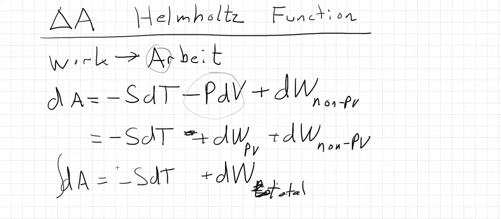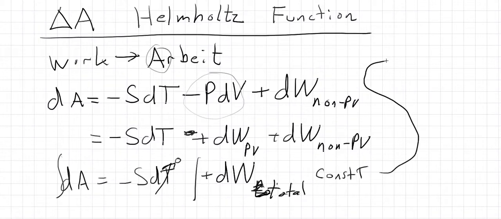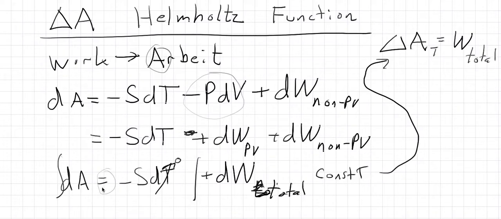Now if we integrate both sides and we impose constant T before we do that, so at constant T this term goes to 0, we're going to get the following. We're going to get delta A at constant T is equal to the total work. Not just expansion work, but all the work we could do. And remember, we get more work when we do things reversibly. And the equal sign here is implying that we are working reversibly. So we say this is the maximum total work that we can get, given by the Helmholtz function.